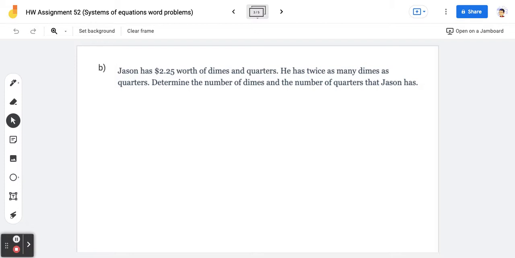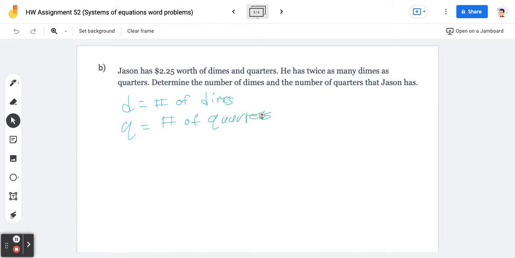Okay. So Jason has $2.25 worth of dimes and quarters. So what do we want to know? Determine the number of dimes and the number of quarters. Okay, so let's do this. So let's go D is going to be equal to the number of dimes. And Q is going to be equal to the number of quarters.